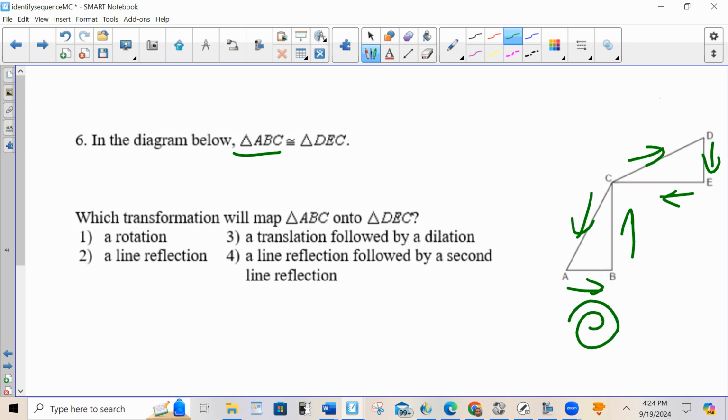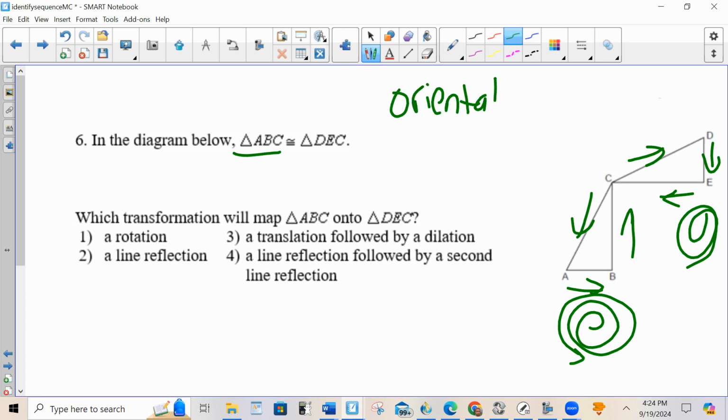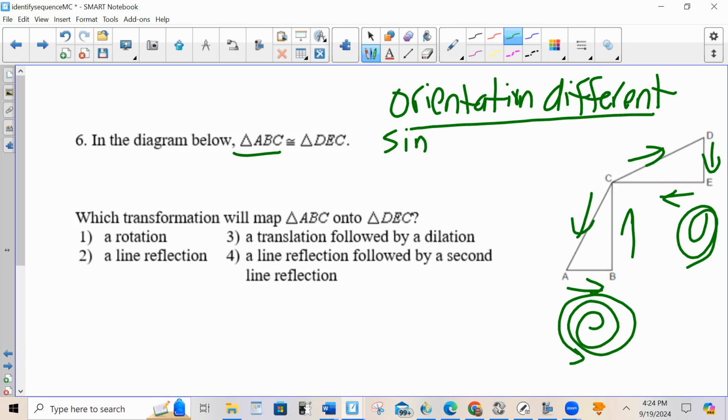ABC is going counterclockwise. DEF is going clockwise. Orientation is different, which means the only way to get different orientation is a single line reflection. It must be a single line reflection. Which is the only choice that has a single line reflection?